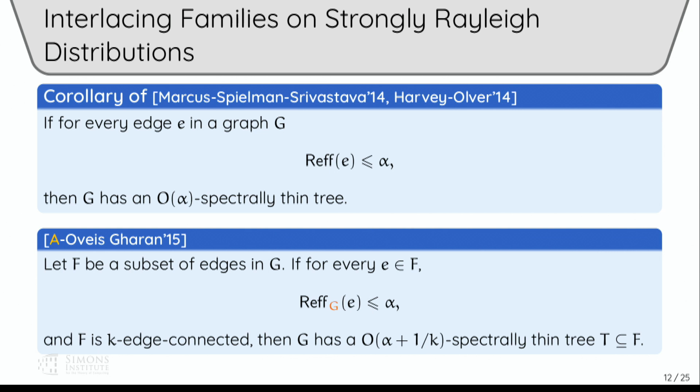Is the difference between the two statements a little bit clear? The assumptions here are basically both weaker and stronger. It's weaker in the sense that for the edges inside of F, you want the effective resistance to be small, but it's also stronger in that you want F to be k-edge connected. You don't just want the whole graph to be k-edge connected.